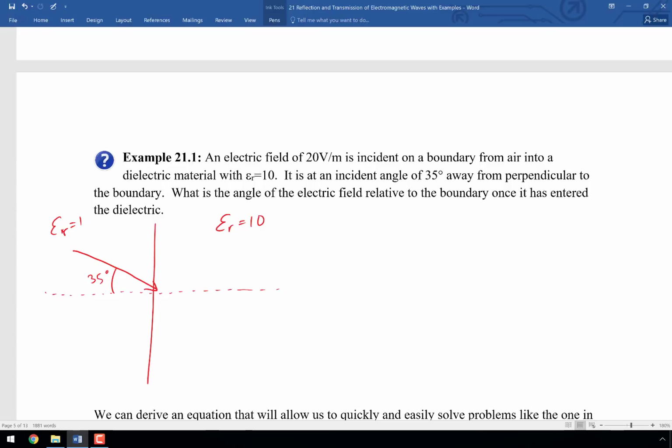What is the angle of the electric field relative to the boundary once it has entered the dielectric? That should be a question mark. And we know that the incident field has a strength of 20 volts per meter. So what we need to do is break this incident wave down into 2 components. We're going to have E sub t and E sub n. And this is E sub 1t and this is E sub 1n, because on the other side we're going to have E sub 2t and E sub 2n.